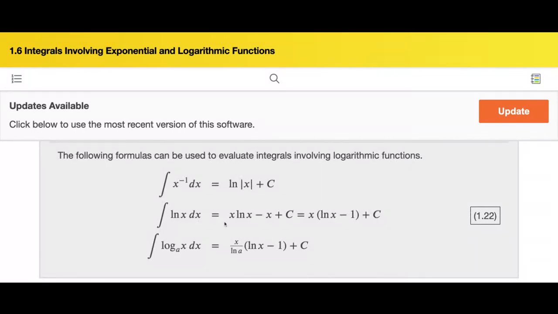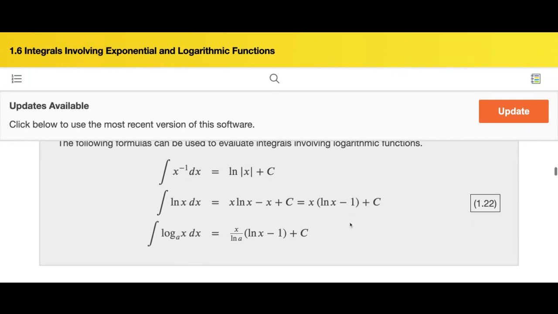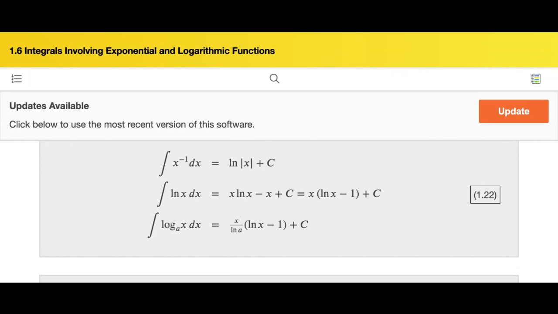Anti-differentiating ln x gives x ln x minus x plus c. I can never remember this, so I have to use u substitution every time. It can also be written as x times (ln x minus 1) plus c. If you can remember it, it's faster. And for log base a of x, the anti-derivative is x divided by ln a, times (ln x minus 1), plus c.